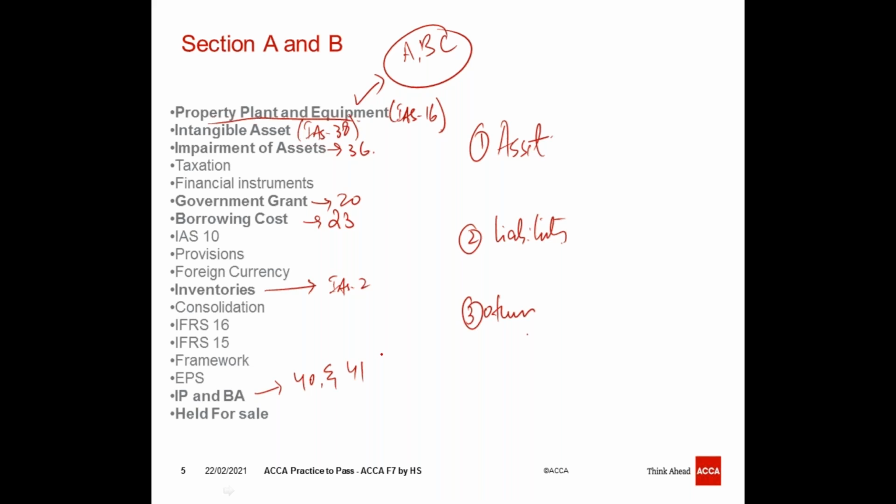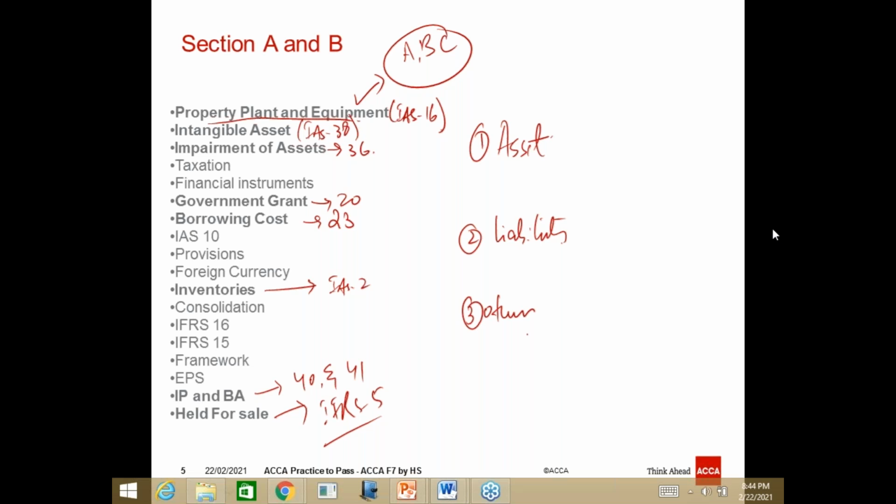Then held for sale assets, IFRS 5, non-current assets held for sale. So these are the standards. If you see, the majority of the standards are related to assets. These are the most important areas of the syllabus for section A and B.